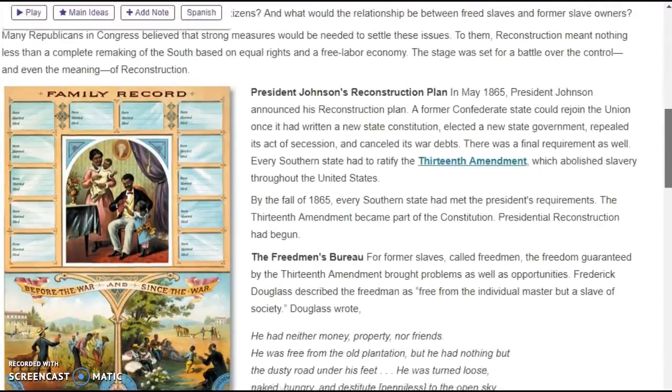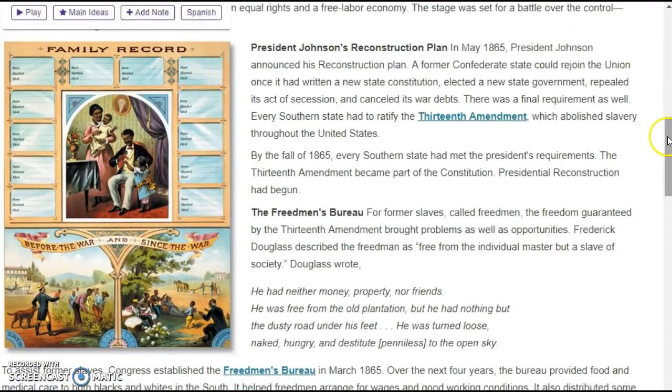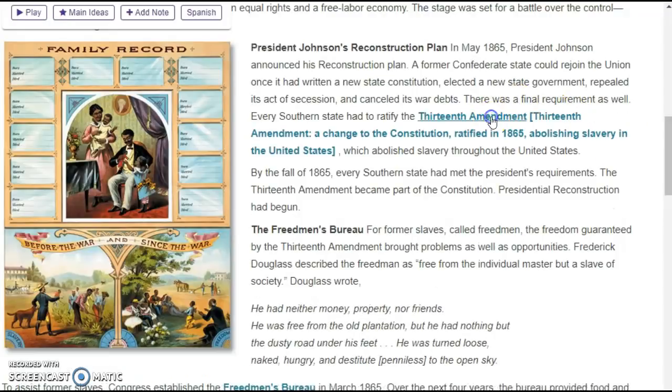President Johnson's Reconstruction Plan. In May 1865, President Johnson announced his Reconstruction Plan. A former Confederate state could rejoin the Union once it had written a new state constitution, elected a new state government, repealed its act of secession, and canceled its war debts. There was a final requirement as well. Every Southern state had to ratify the 13th Amendment, which abolished slavery throughout the United States.